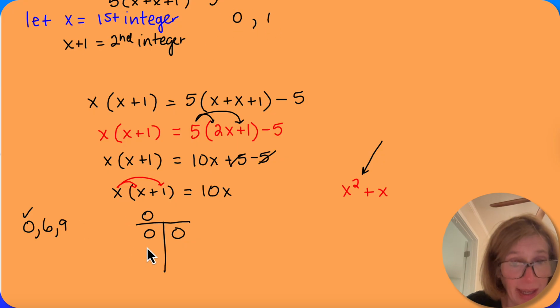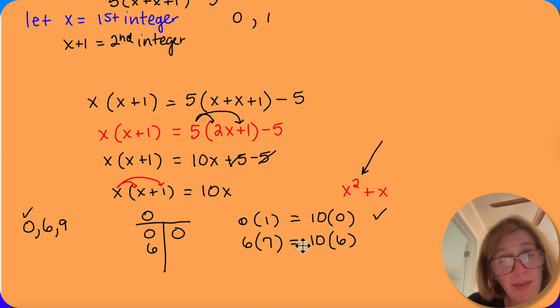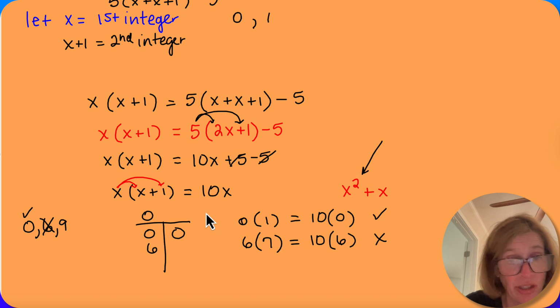If I plug in 6, I'm going to get 6 times 7. Does that equal 10 times 6? So I did 0 times 1 equals 10 times 0. That did indeed work. 6 times 7, 42. 10 times 6 is 60. It doesn't work, so 6 cannot be my answer.